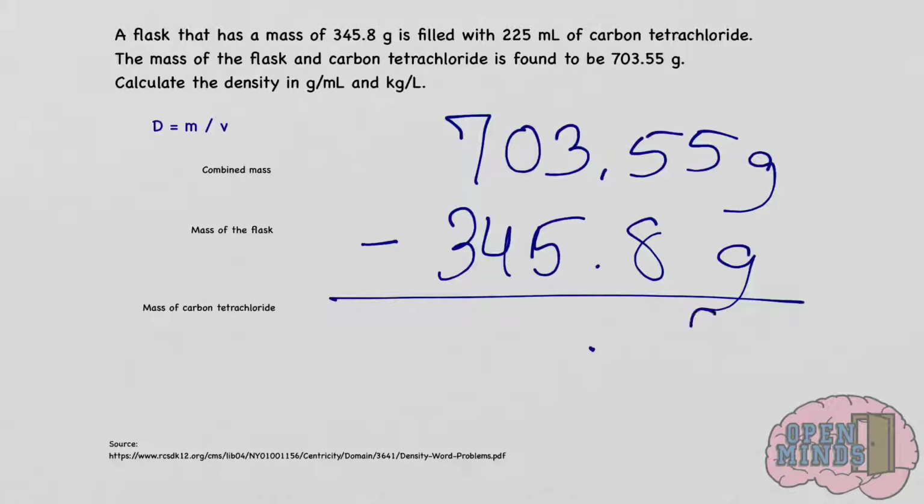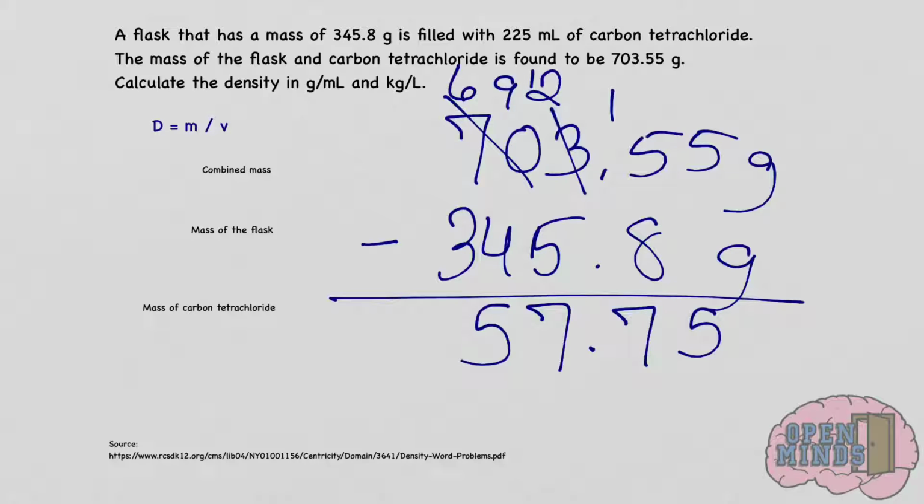We'll bring down the 5, so we'll have to borrow from the 3. 15 minus 8 is 7. We'll have to borrow from the 70. This becomes 12, so 5 from 12 is 7. 4 from 9 is 5, and 3 from 6 is 3. And make sure you bring down your units. So the mass of carbon tetrachloride is 357.75 grams.